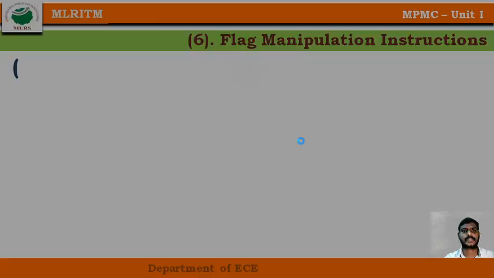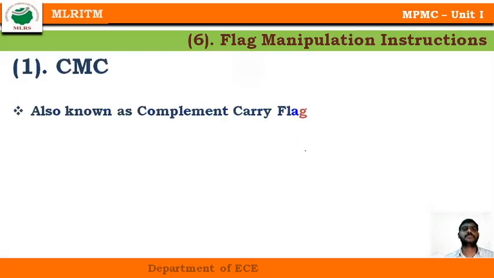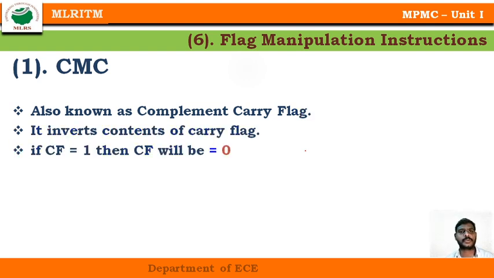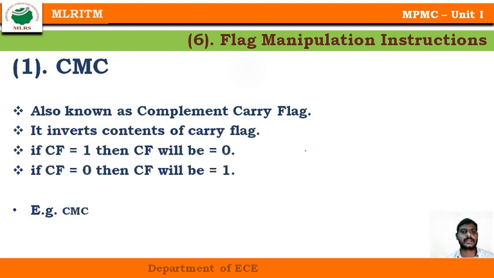Then the flag manipulation instructions. As I already said, the flag register has 5 status flags which are automatically updated after an arithmetic or logical instruction is executed, so the carry flag is affected. In case I want to change the condition of that flag, these flag manipulation instructions are used to set or reset the corresponding flags.